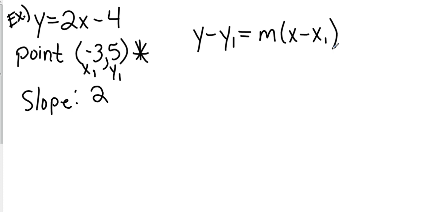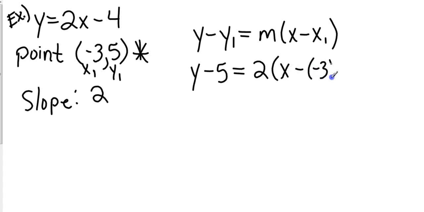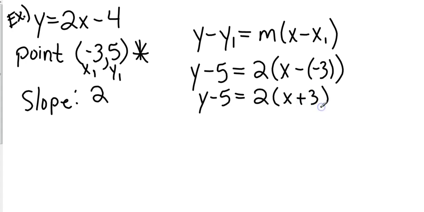Now I'm going to substitute in things that I know. Y minus y1, y1 is 5. The slope is 2. X stays x. And then we are going to be subtracting a negative 3. So let's clean this up a little bit. That's y minus 5 equals 2 times x plus 3. Again, minus a minus is plus. Now we're going to do some distributive property. Take the 2 times the x and the 2 times the 3.